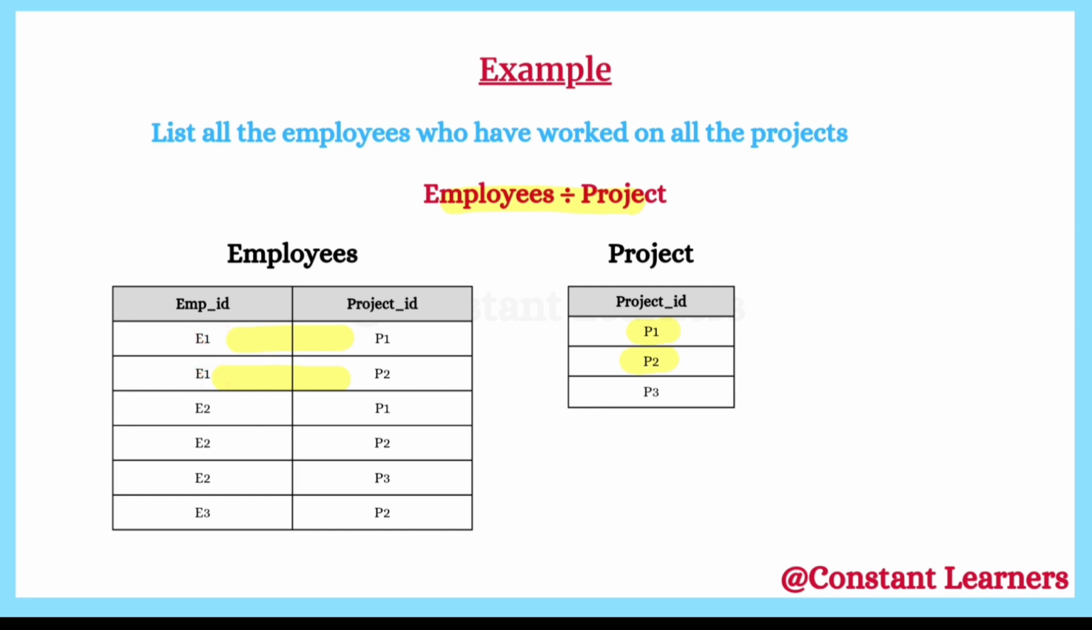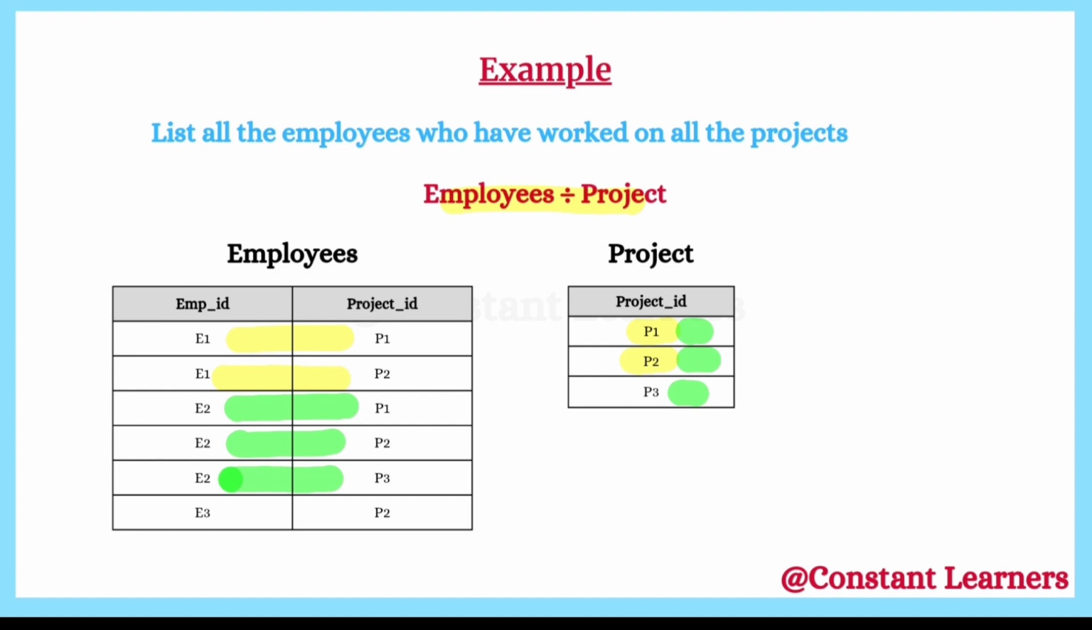Let's look at the next one. We have employee E2 who has worked on P1. P1 is present in the project table. Yes. Employee E2 has worked on P2. P2 is also present in the project table. And employee E2 has worked on project P3. So employee E2 has worked on all of the projects present in the project table. So employee E2 will be present in the output table because we have to list all the employees who have worked on all the projects.